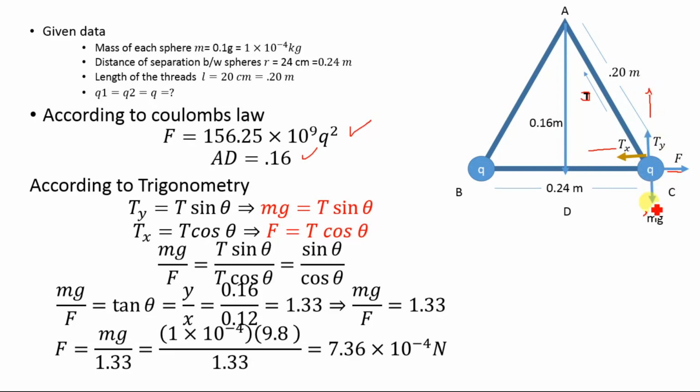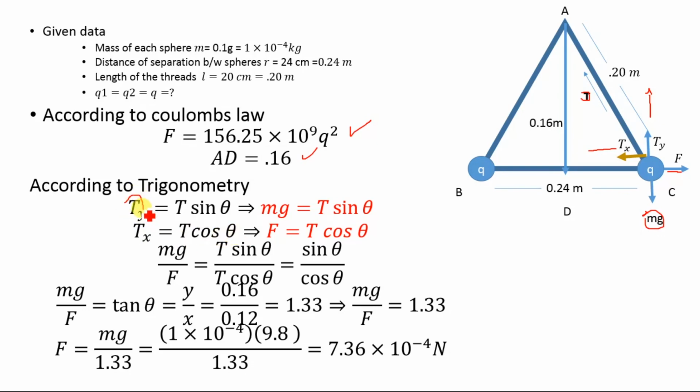The weight of this sphere is acting downward. The weight of this sphere is equal to mg, and the direction of this weight is downward, and this weight is balanced by the y component of tension T in the thread. Similarly, the force F is balanced by the x component of tension T. So we have Ty, the y component of tension T, equal to T sine theta. Similarly, the x component of tension T is given as Tx equal to T cos theta.